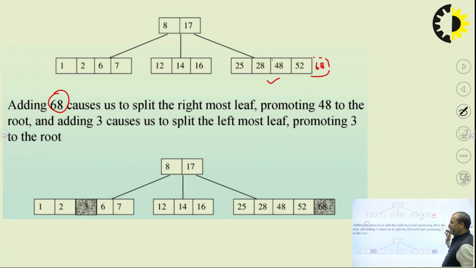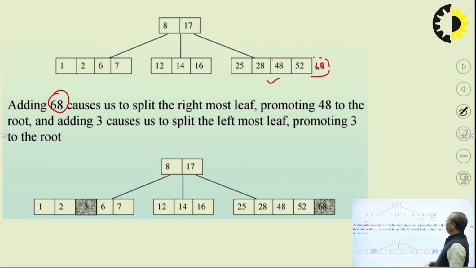Because this B tree is of order 5, any node can take a maximum of 4 key values. 5 means 5 child nodes; 4 key values means it has 5 child nodes. Okay, so 68 is here. This node is already full because no node can have more than 4 values.